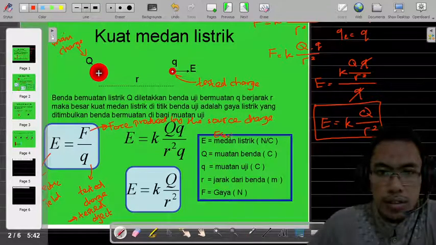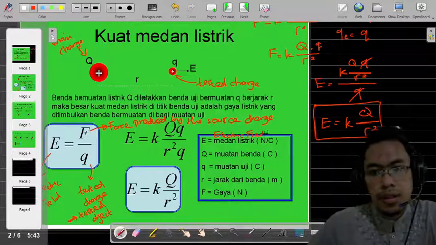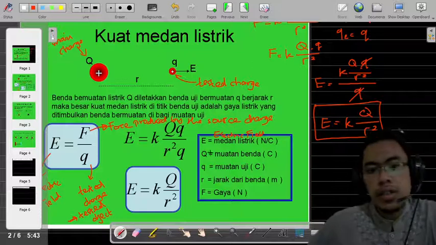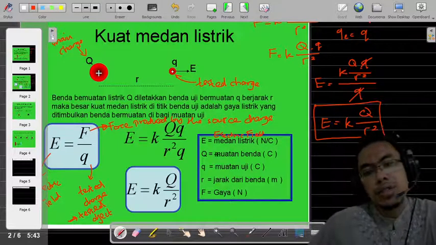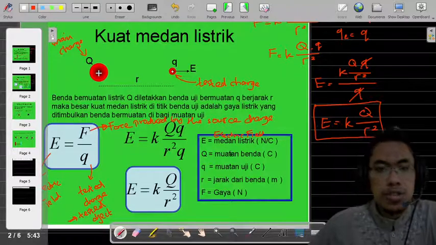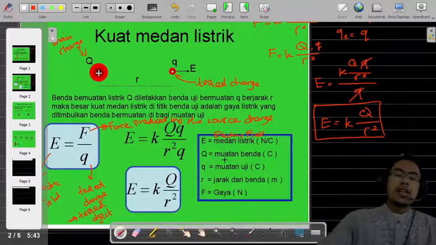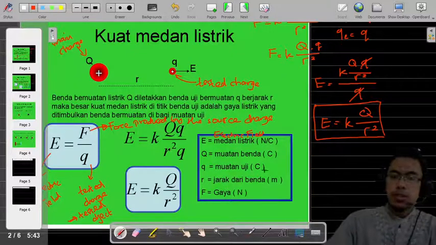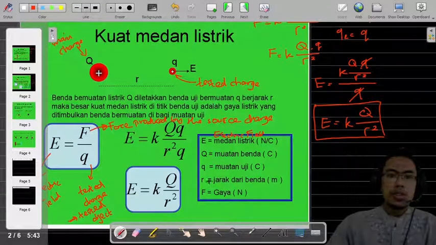So this is the electric field, and the unit is Newton per coulomb. And then the Q, big Q, sometimes you can also find only Q, but this is the big Q. Big Q is the source or the main charge, the unit is coulomb. Then the small q is the tested charge, also coulomb for the unit. And then R is the distance between the main charge to the tested charge. And then the F is the force of the main charge.